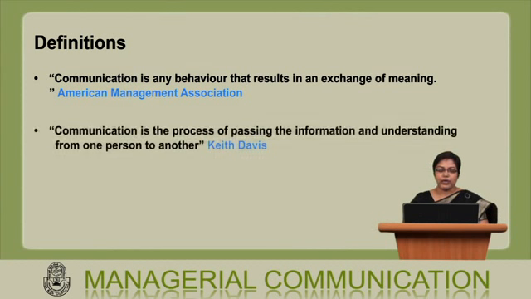Communication is the process of passing the information and understanding from one person to another. This is the definition given by Keith Davis. It says that it is a process. Keith Davis has defined communication as a process which involves passing of information, like opinions, ideas, views, feelings, and the understanding of the receiver, what he understands, from one person to another.